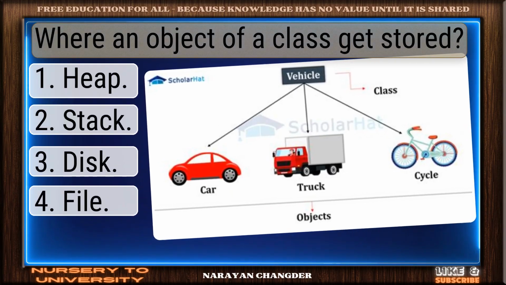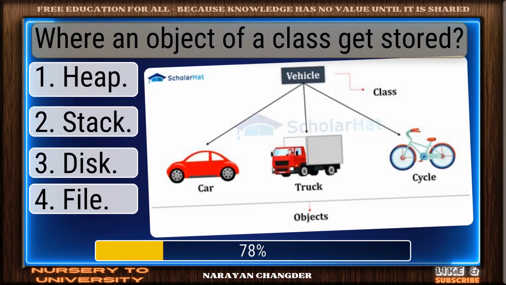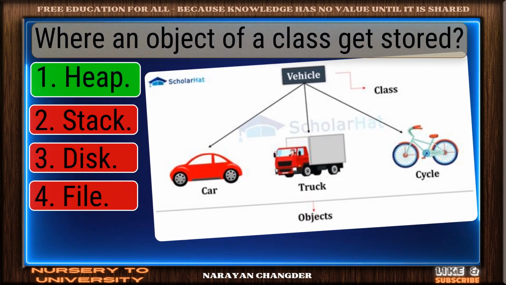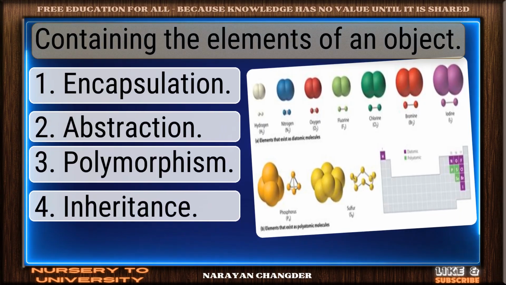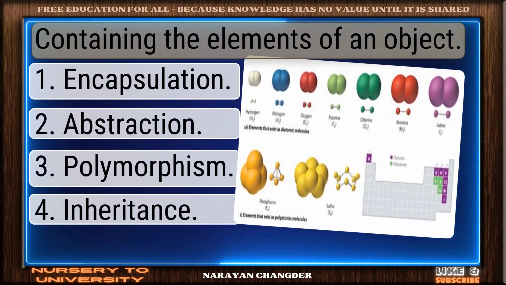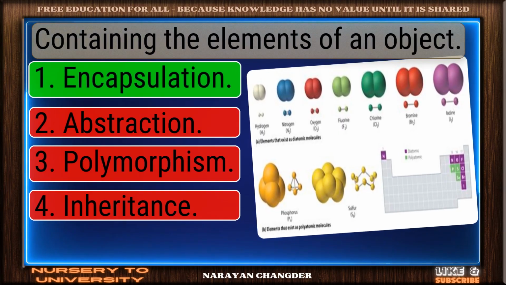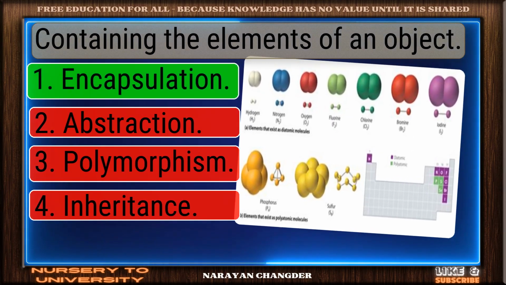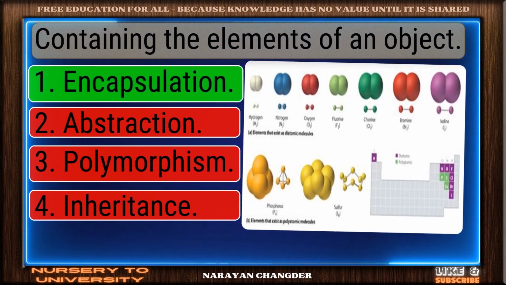Question number 46. Where an object of a class gets stored. Smart move. Heap is an accurate answer. Question number 47. Containing the elements of an object. Clear logic. Your choice encapsulation is sound and 100% true.